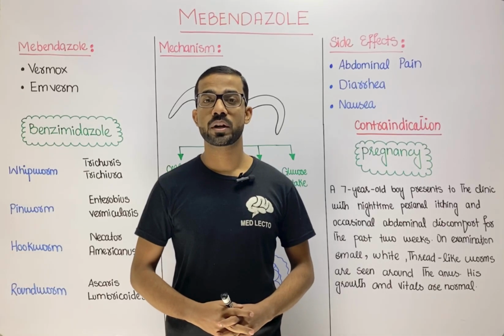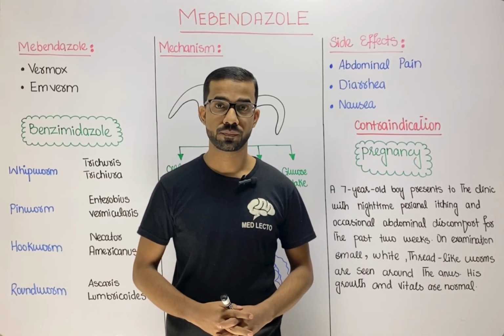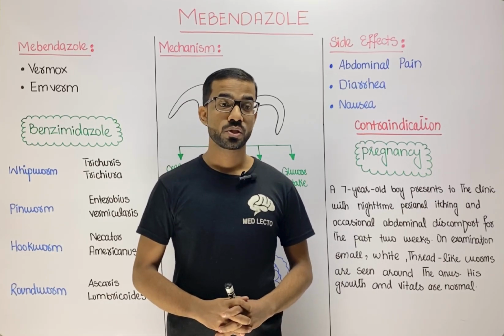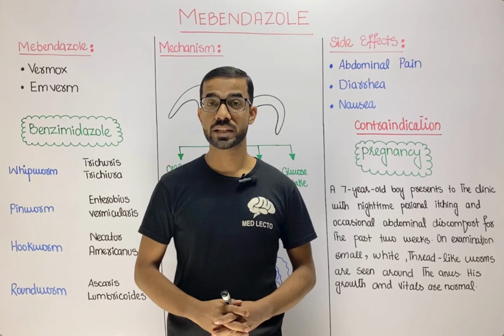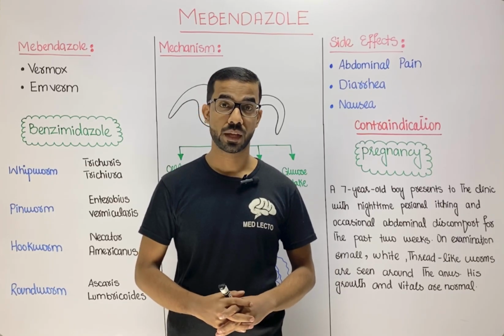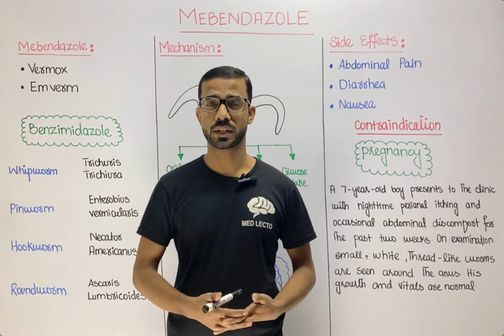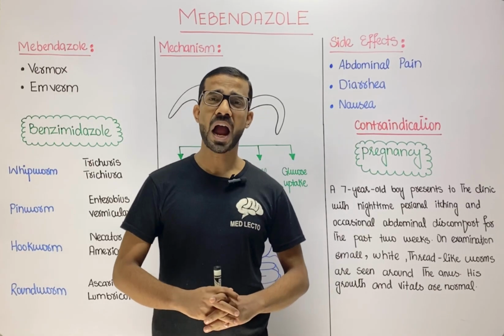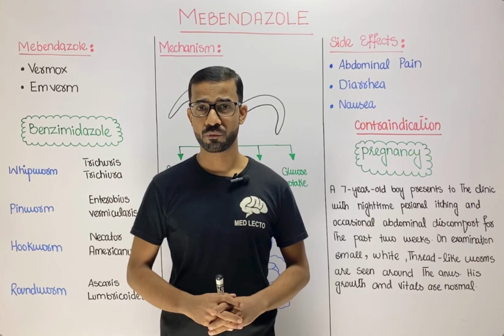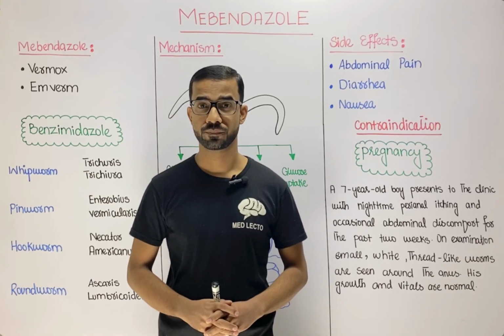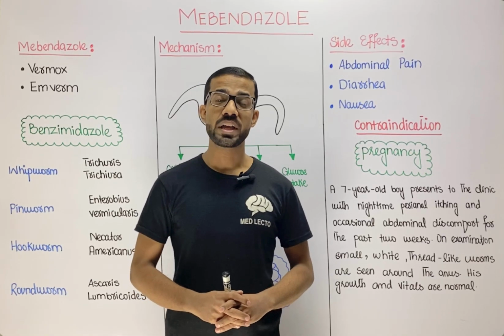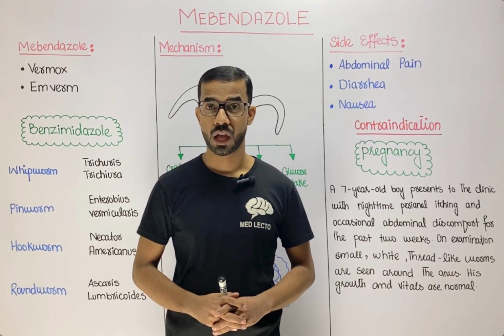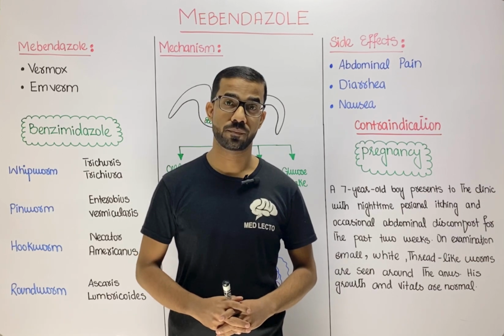Hello everyone, today we are talking about mebendazole, the most important anthelminthic drug. Nematodes, also known as roundworms, present in the gut can create a lot of problems. So we have to remove these worms from the gut of the human. How? We have a lot of drugs to remove or kill these worms, and one of them is mebendazole.